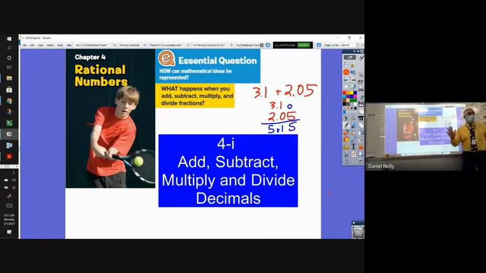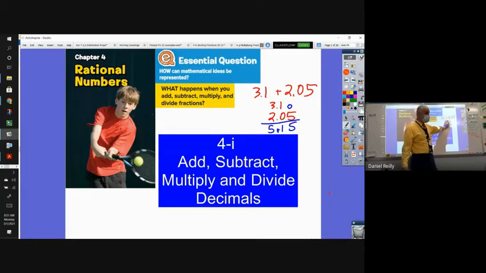Cool. Easy. This is really the same thing that you do with fractions. When you add fractions, you have to add pieces that are the same size. When you add or subtract decimals, you have to add pieces that are the same size. The pieces in decimals are hundredths, tenths.